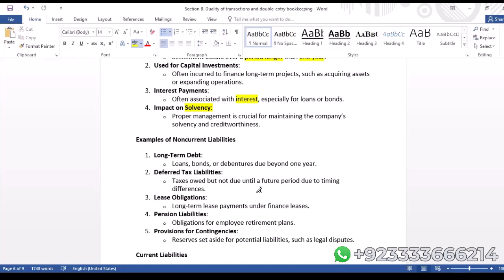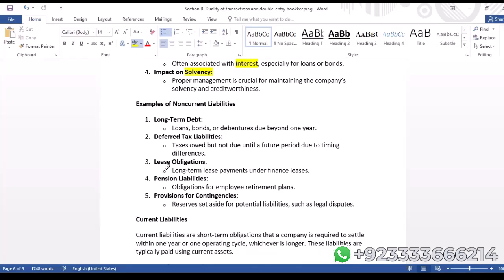Deferred tax liability is the tax. Just take it as an example: the tax that is owed by the business, the tax we have to pay. Lease obligation: we have to pay a rent for the assets we use. If we are taking a premises and we have to pay a rent for it, and the rent is huge for a year, it is a lease and we have to pay it back over multiple years. So this is a lease obligation.